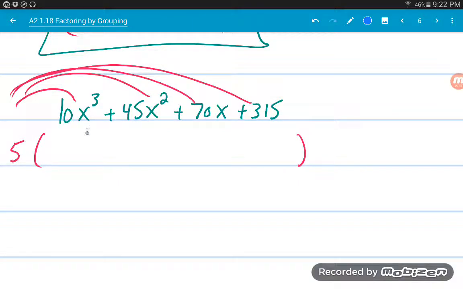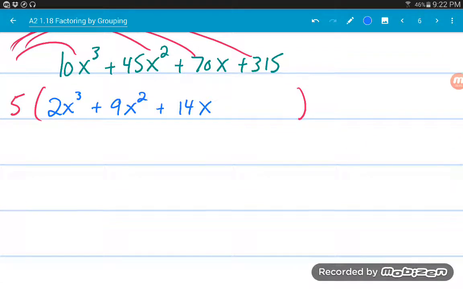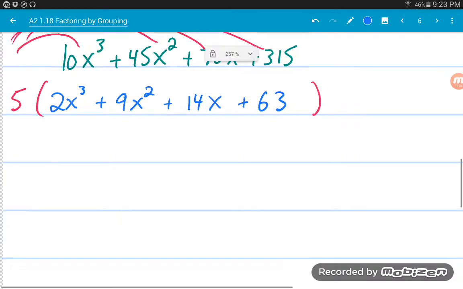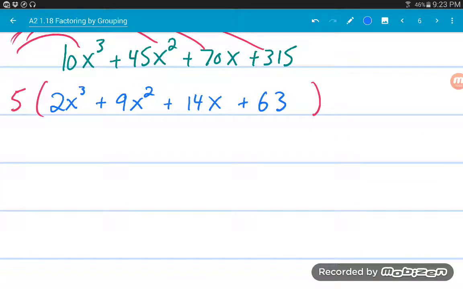When I divide all these by 5, I'm going to get 2x cubed plus 9x squared plus 14x. And I may want a calculator for this one. 315, that's going to be 63. So plus 63. I'm going to do factor by grouping on these terms inside here.